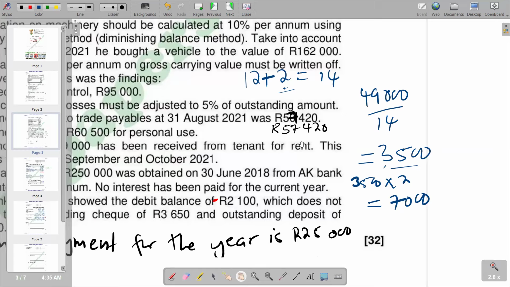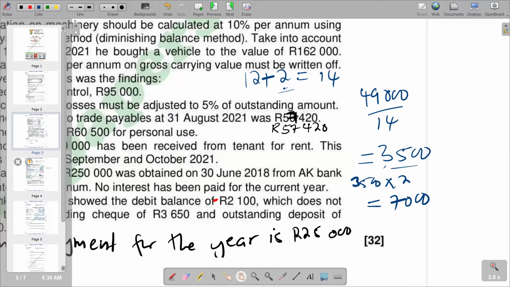Remember, when it's in advance and it's an expense, it's a prepayment. So the opposite is when it's an income. When it's in advance and it's income, it becomes a current liability. So we are taking our total of 7,000 for the 2 extra months that we received, which does not belong to the current period, as a current liability. So it's a part of other payables.